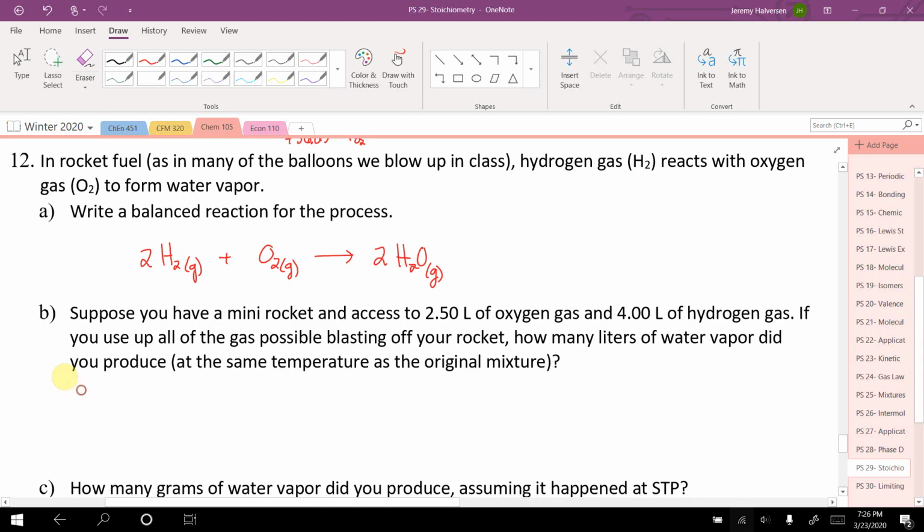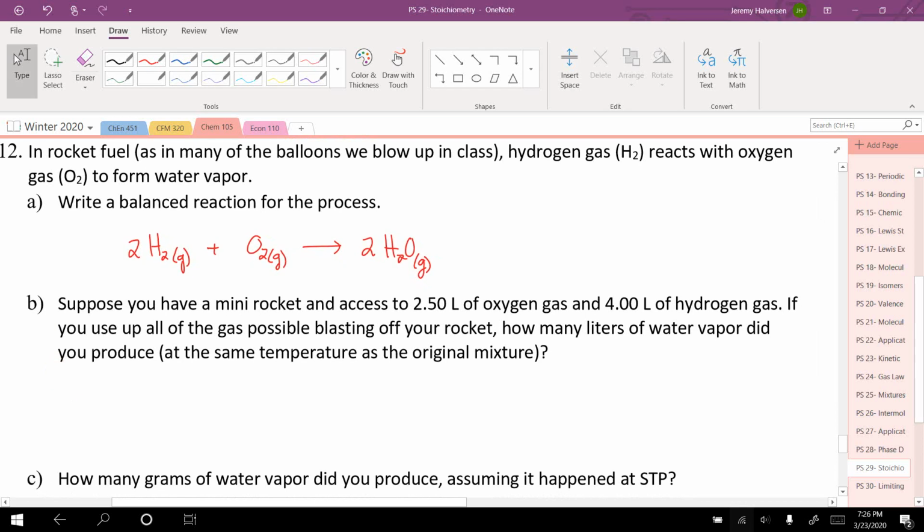Suppose you have a mini rocket and access to 25 liters of oxygen and 4 liters of hydrogen gas. If you use up all the gas possible blasting off your rocket, how many liters of water vapor did you produce? Okay, so we've got 4 liters of hydrogen, 2.5 liters of oxygen. We need to figure out how many liters of water we produced. Now, they give us liters. We talked about if I'm trying to take my amount of hydrogen and convert it into water, I need to get to moles.